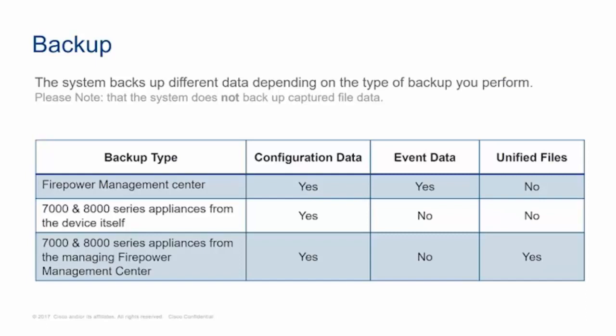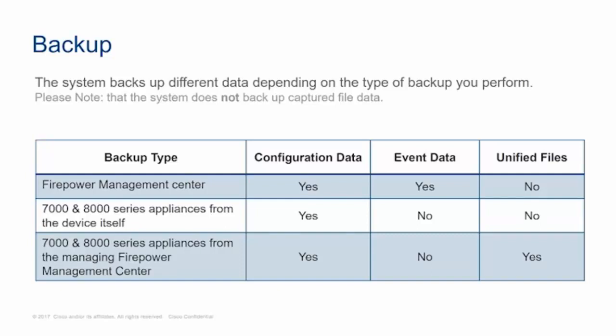And as you can see here, the data is classified into three things: configuration data, event data, and unified files. The unified files are present only on the sensors. These are basically unprocessed events before the events are sent to the FMC. So this information is only available on the sensors, and we will be able to back up this information only when we take a backup of the sensors from the FMC.